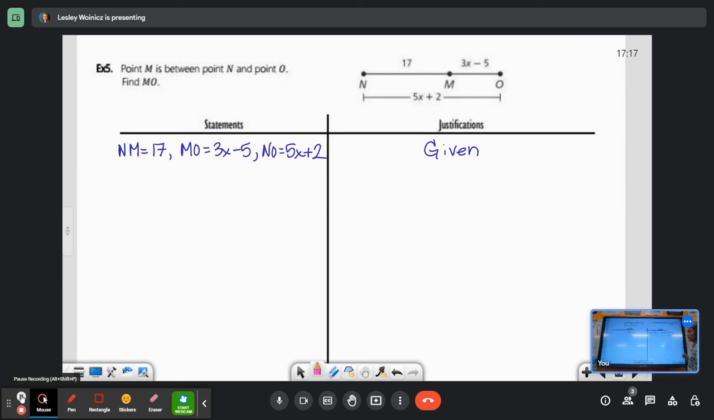Next. They told us that M is between point N and point O. So we can use our segment addition postulate. So we know that the measure of segment NM plus the measure of segment MO has to equal the measure of segment NO. That is the segment addition postulate. If I start going too fast, don't forget that you can pause me.